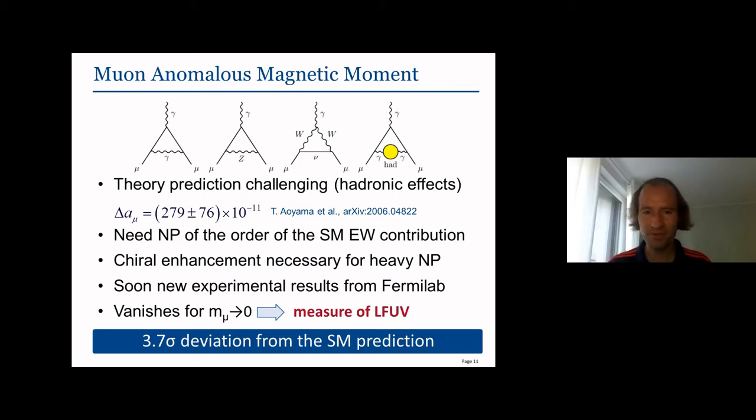This is in fact possible with what is called chiral enhancement. This you need for heavy new physics. It just means that you don't do the chirality flip with the muon mass of the standard model, but you do it with an order 1 coupling to the Higgs boson, and then you can get this enhanced effect. Since the deviation from g-2 vanishes exactly for a muon mass going to 0, in fact, this observable is directly measuring the violation of lepton flavor universality. Right?